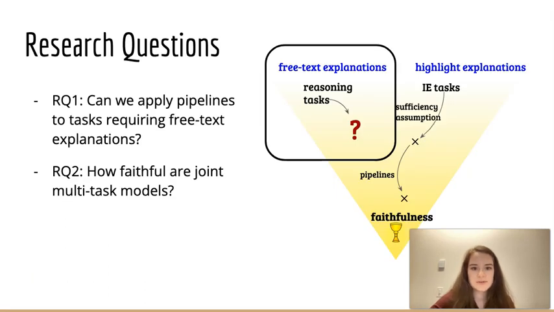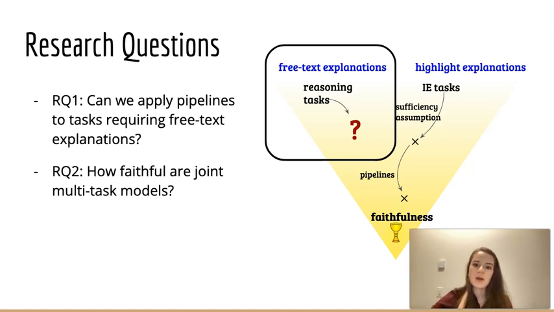Here are the two primary research questions of our work. We split our investigation into two parts. In the first part, we test the faithfulness of free text rationales in a model architecture specifically designed for faithful highlights, the pipeline. We ask, can we apply pipelines to tasks requiring free text explanation? In the second half, we test a general architecture that is designed for task performance and not for providing faithful rationalization, which we call a joint multitask model.